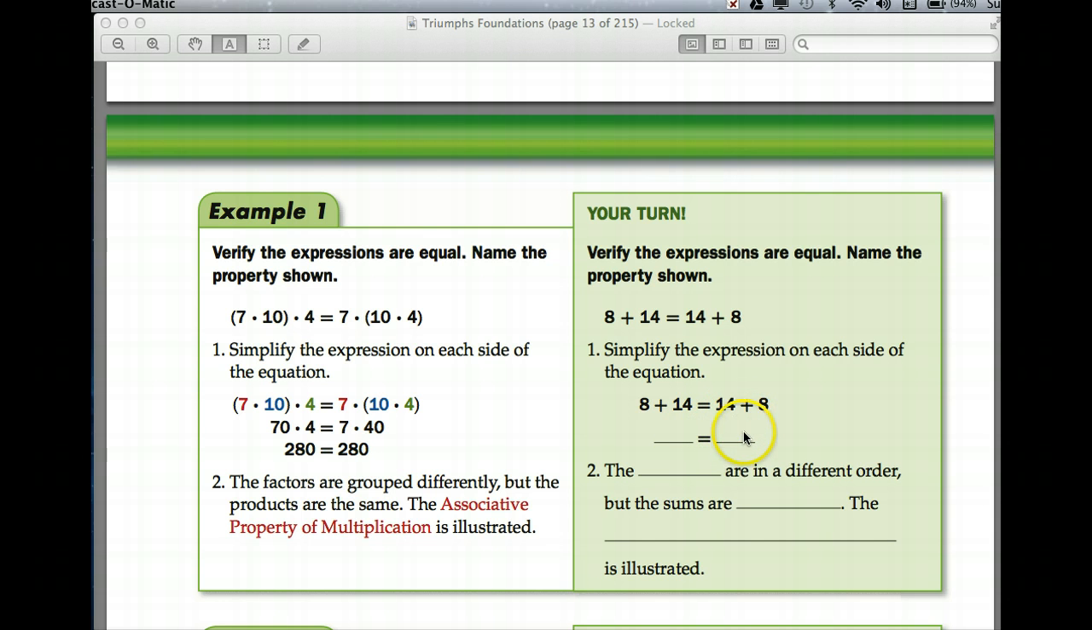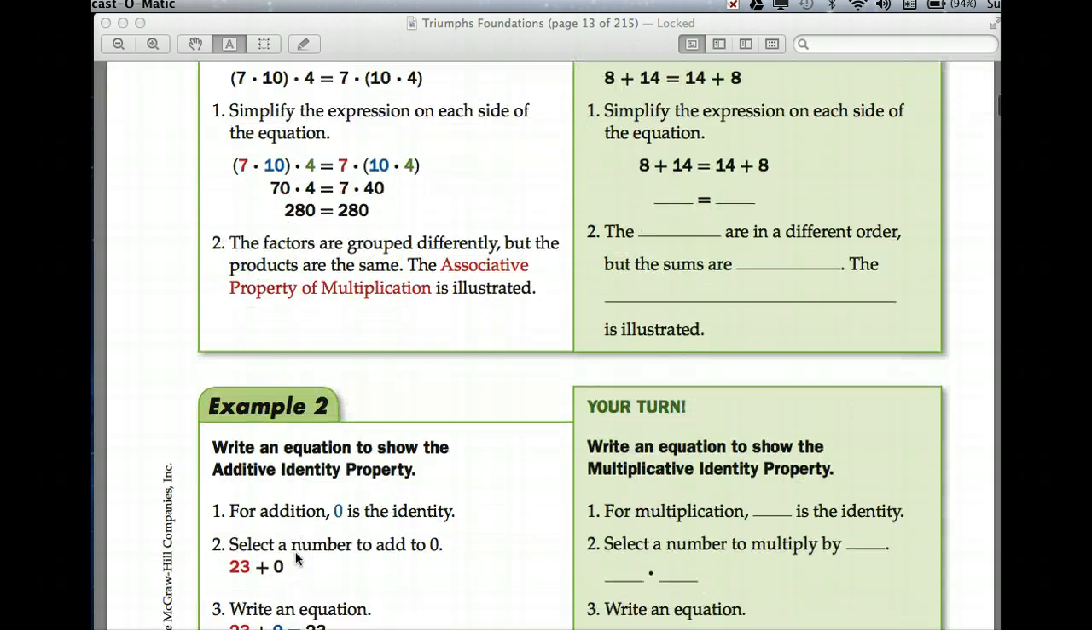What is 14 plus 8? Are those the same numbers? Do you get the same number? Yeah, good job. So the numbers are in a different order, but the sums are the same. So the commutative property of addition is being illustrated here. Good job. So let's go to example 2.